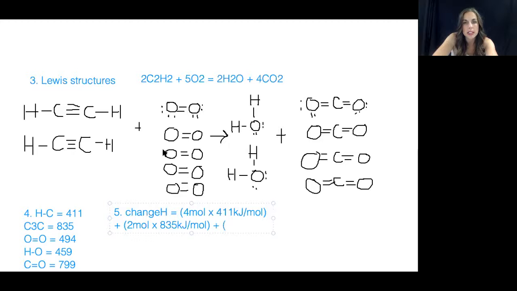Oxygen double bonded to oxygen, 494, and there's 1, 2, 3, 4, 5 of those. So 5 moles times 494 kilojoules per mole. And I'm sorry that it's doing it this way. I'll try to fix it for you in 1 second. Okay, and that is all the energy we have on the left side of our equation here.